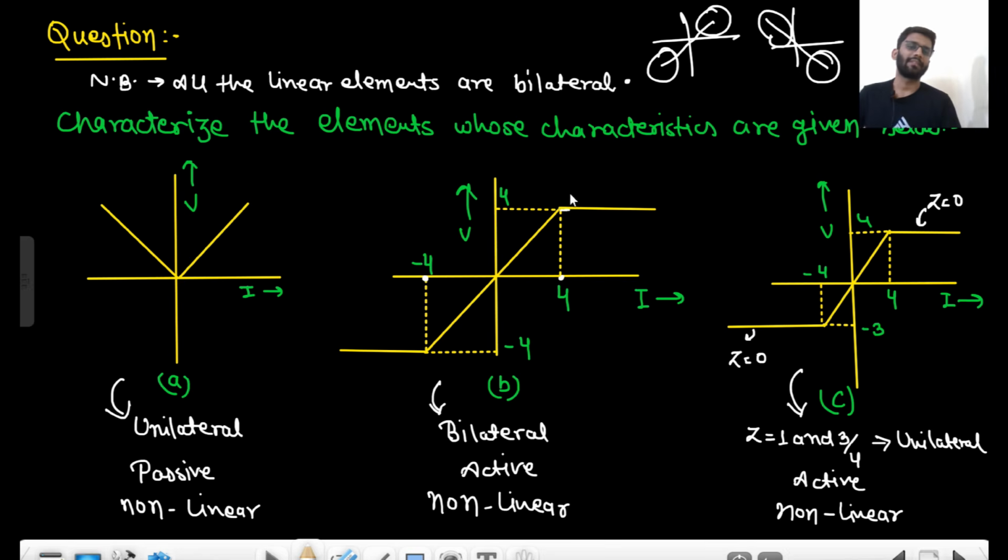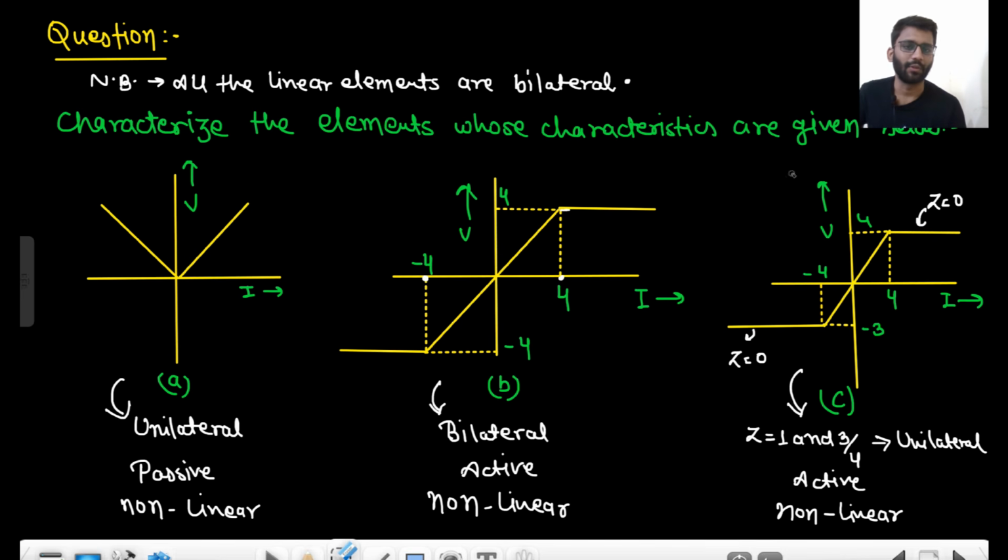So all the linear elements are bilateral, but not all bilateral are linear. This is bilateral, but this is not linear. This is non-linear. Okay. So not all the bilaterals are linear, but all the linear elements are bilateral for sure. Okay. So this point you have also understood.